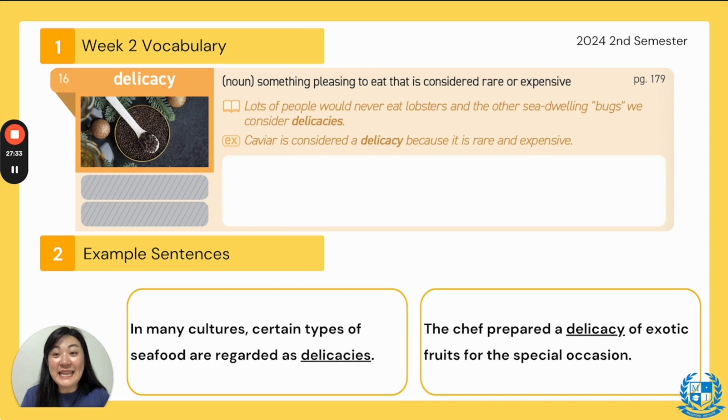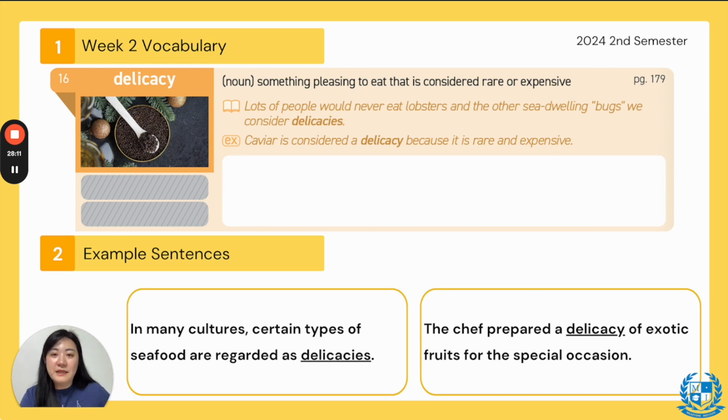16, everyone say delicacy. Delicacy. It is a noun and it means something pleasing to eat that is considered rare or expensive. In our textbook it says lots of people would never eat lobsters and the other sea-dwelling bugs we consider delicacies. So some people don't eat lobsters because they think that they're dirty because they're like cockroaches of the sea, but other people, they're like, wow, lobster is such an expensive delicacy to eat. Very different in different cultures.